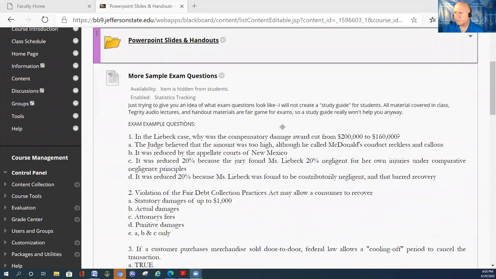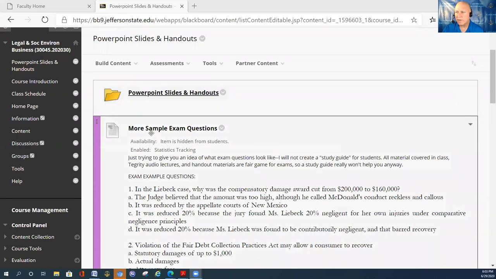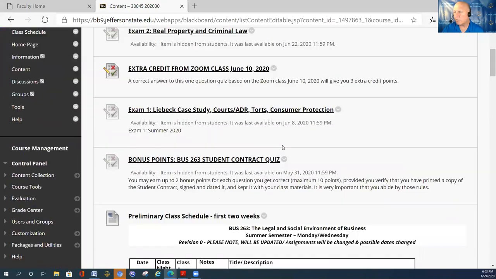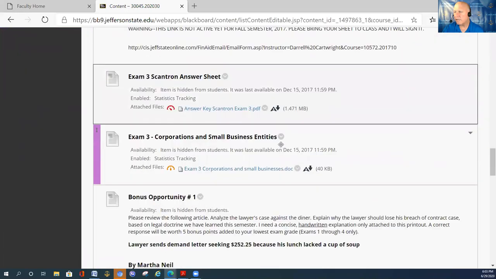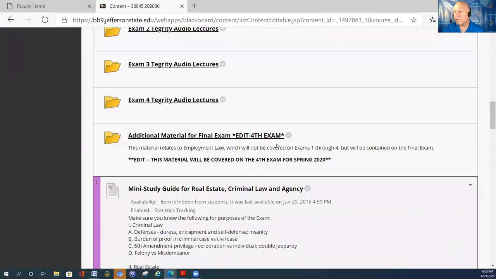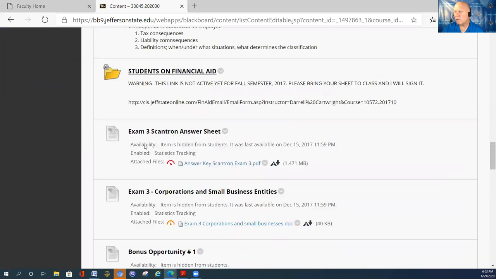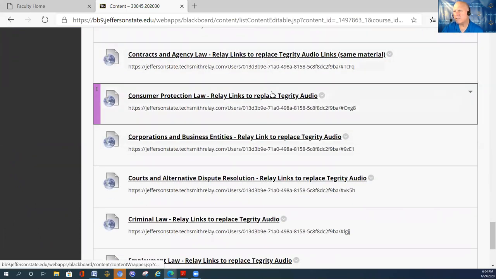on Blackboard, the Tegrity audio links are going away. There will be something, and I was working with Alan Davis today, so it may not be exactly the way that it is right now, but instead of going to the content section and seeing the Tegrity audio lectures for exam 1, 2, 3, and 4, you will scroll down and there will be things like this. It may look different, but it'll be something like this.